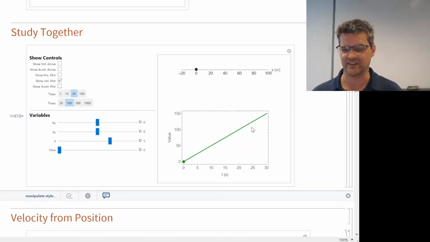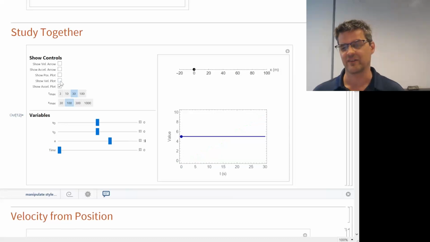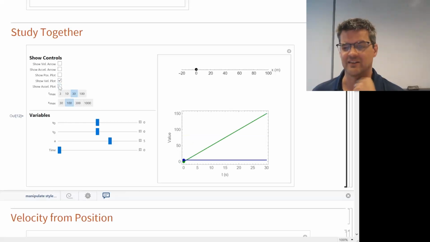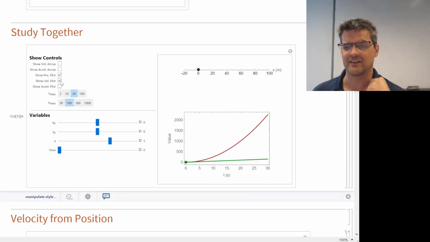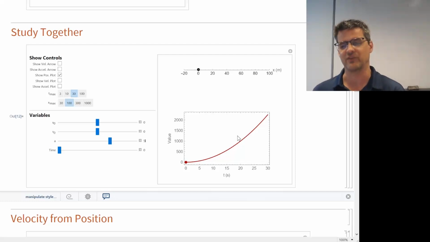The velocity associated with that parabolic position is a line. Okay, so I take the derivative of the line everywhere. The slope of that line was constant. So constant acceleration leads to linear velocity, leads to parabolic position, always. So these positions are parabolic or quadratic in time if you have constant acceleration.